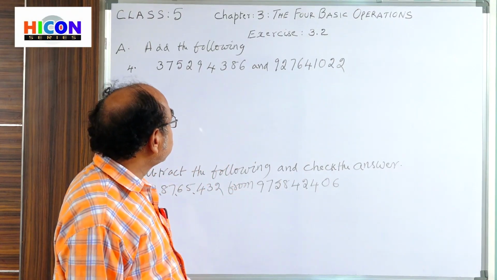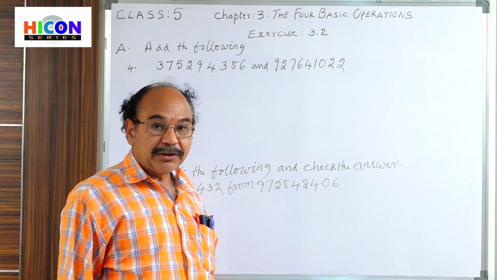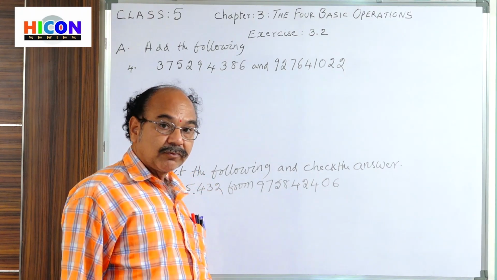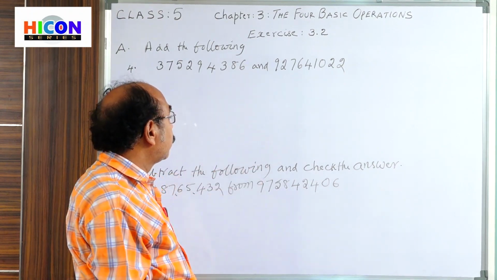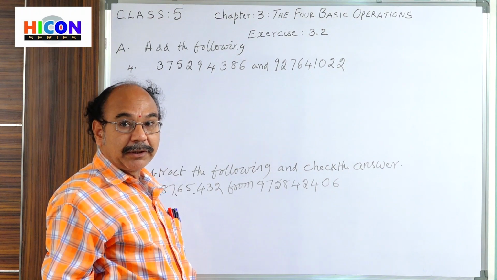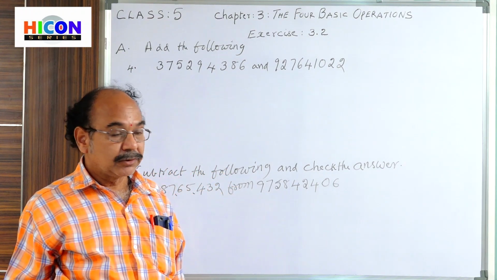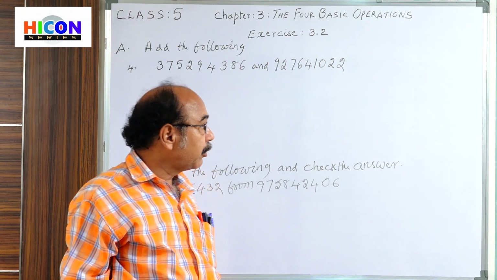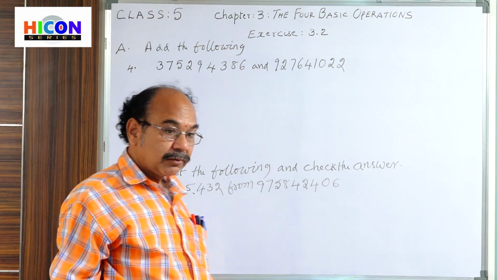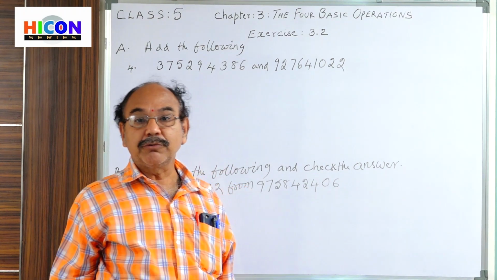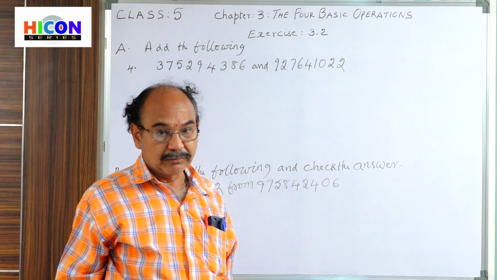Students, in this class, exercise 3.2. Under section A, add the following. These are the very big numbers. Now, on the large numbers, you are learning about addition. First of all, you have to copy the two numbers, one below the other.